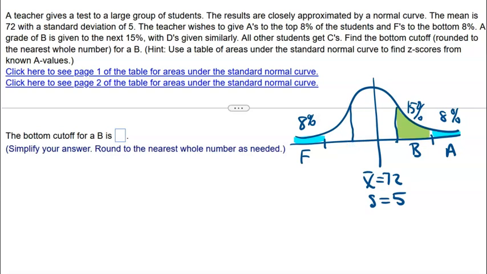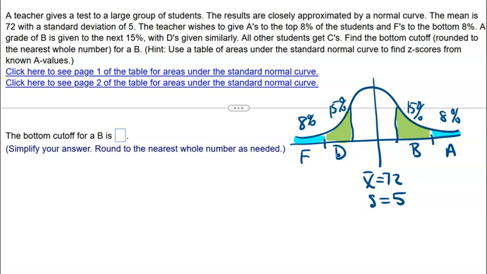Okay. So I'm going to make that a nice green also. And that is 15%. And those guys are D's. And then she says everybody else gets C's. They're right. All other students get C's. Yes. Find the bottom cutoff, rounded to the nearest whole number, for a B.